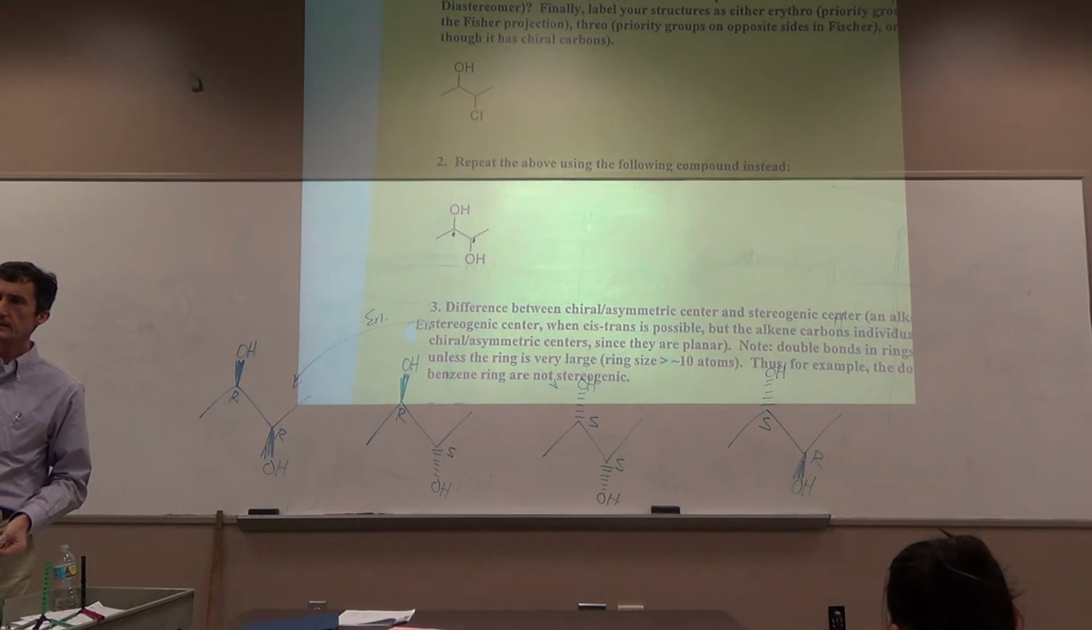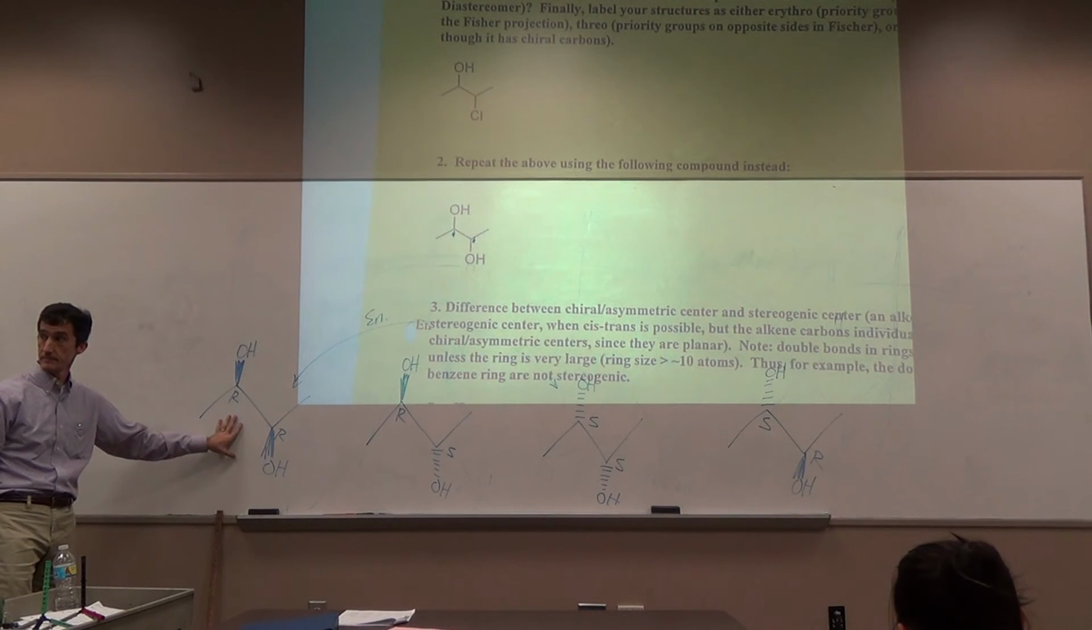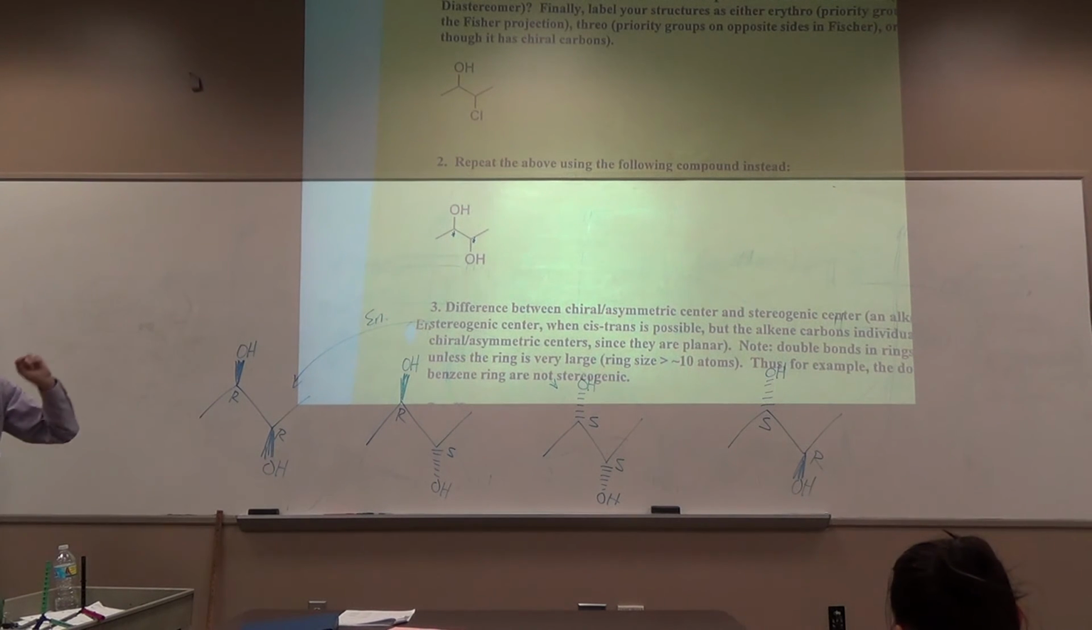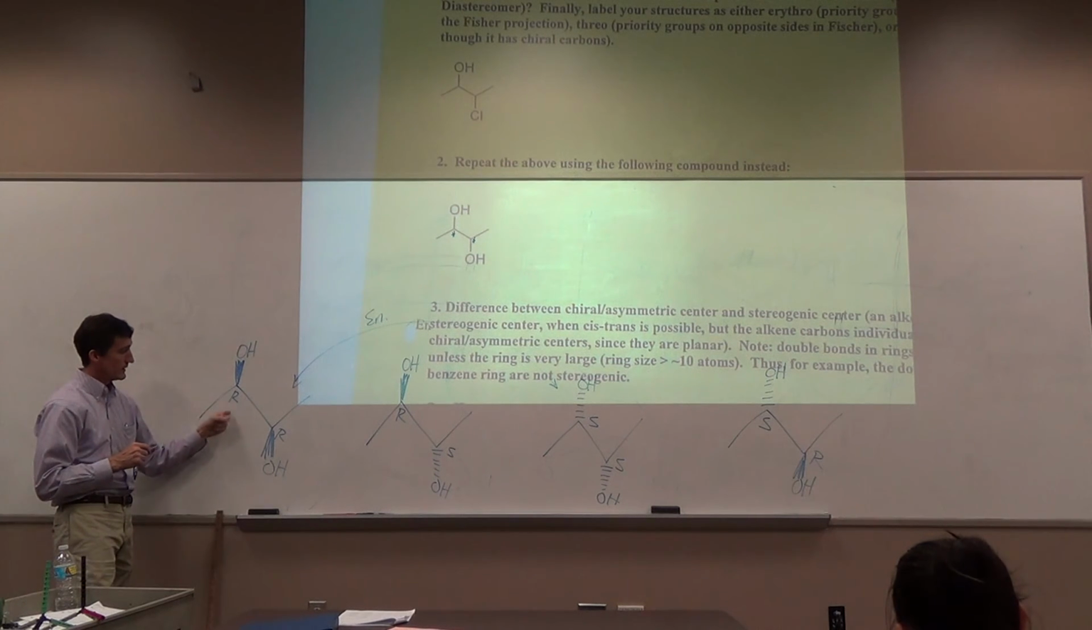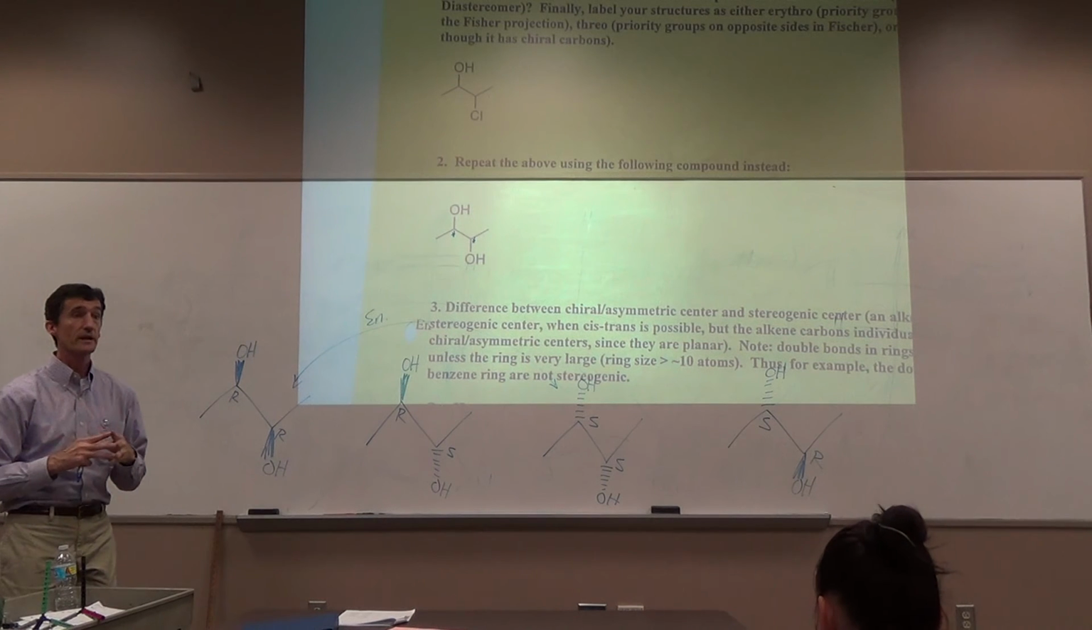Because this has a plane of symmetry. Has a plane of symmetry, the mirror image is going to be the same thing. So you're saying that this has a plane of symmetry. And thus the mirror image is the same. 2 and 4 have. The other that one. Does this have a plane of symmetry? No. It's easier to see planes if we do it in Fisher.